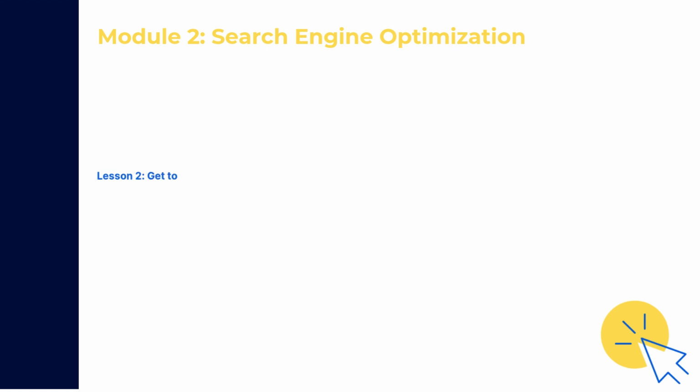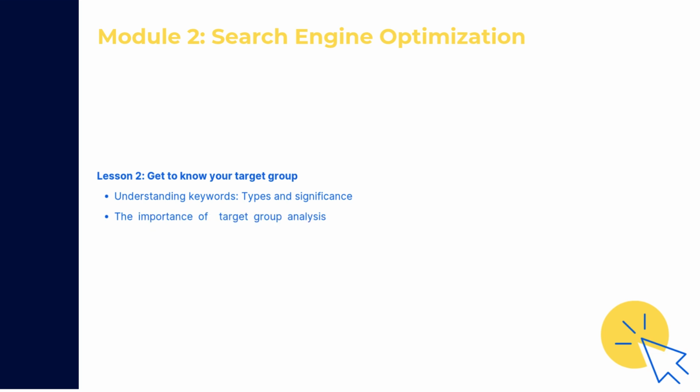Welcome to Lesson 2 of our SEO journey. Get to know your target group. Today, we're going to dig deep into something fundamental for your SEO success: understanding who your audience is and how to use this knowledge to boost your website's visibility in search engines. Let's jump right in and explore how you can identify the keywords your audience is using and why that matters so much for your SEO strategy.